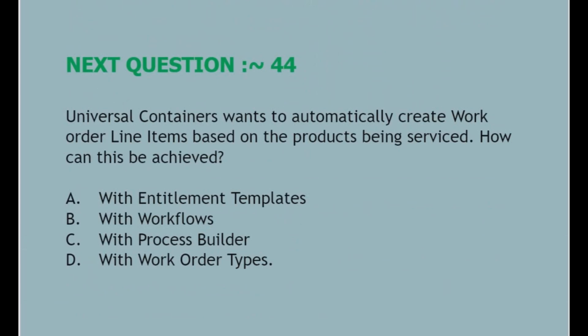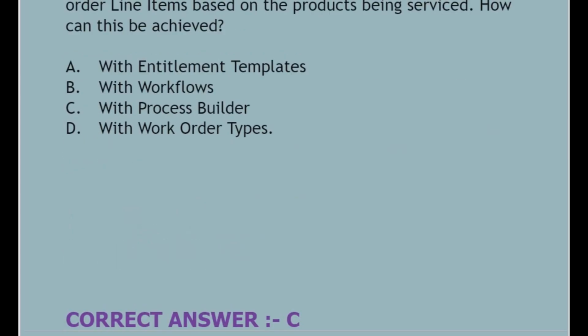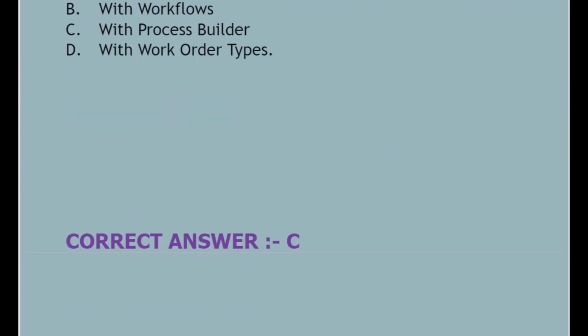Question is Universal Containers wants to automatically create work order line items based on the products being serviced. How can this be achieved? Option A, with entitlement templates. Option B, with workflows. Option C, with process builder. Option D, with work order types. Correct answer is option C.